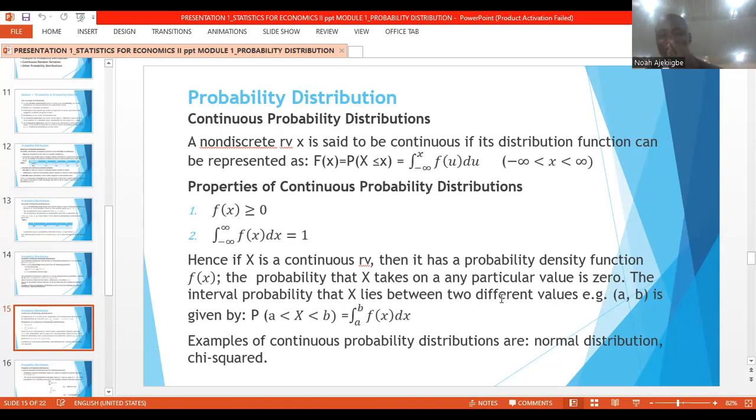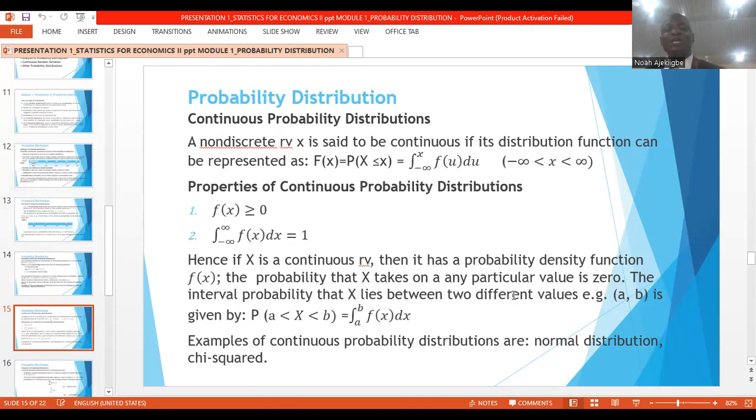Now, for the properties of continuous probability distributions, f of x is greater than or equal to 0. If you integrate between minus infinity and plus infinity, we have the integral of f of x dx equal to 1. What it means is that a continuous random variable cannot assume integer values like we have under a discrete random variable.